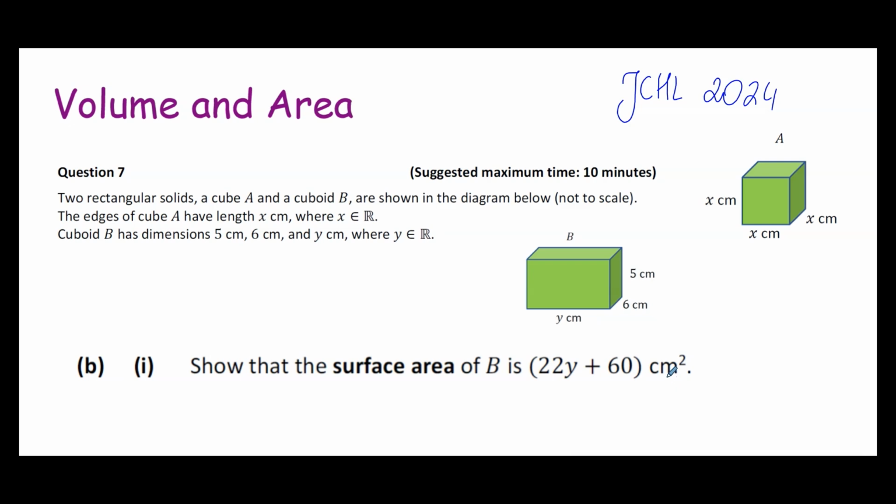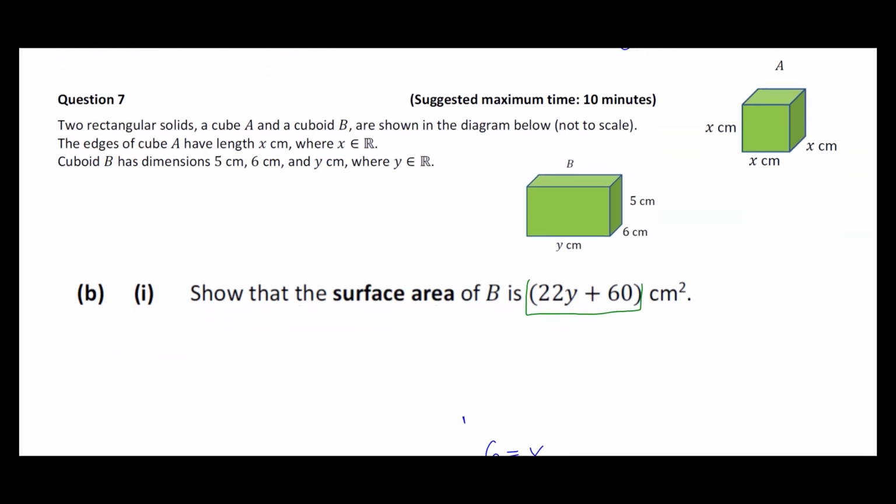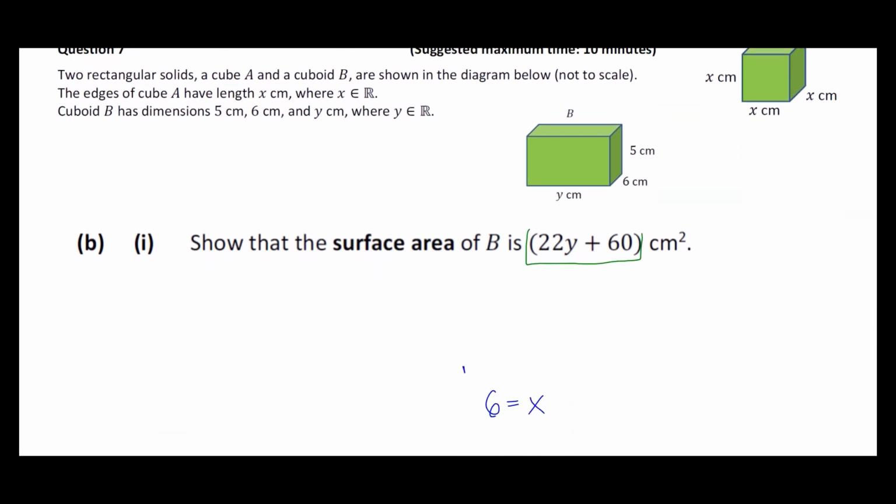So first of all, when they are saying show something, that means we know where we have to end up. This is where we have to end up. That's where we are going. What is it that we have to show? The surface area. So let's consider the surface area of this shape.